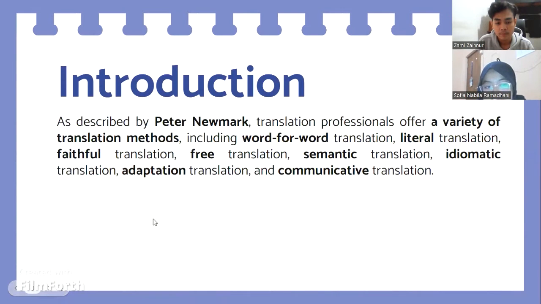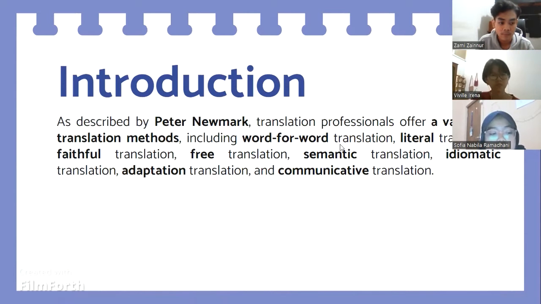Introduction. As described by Peter Newmark, there are a variety of translation methods, including the 8 methods. The first, word-for-word translation. It returns to the source language by translating the words without paying attention to the phrase. Second, literal translation. It has the same meaning as word-for-word translation in general, but the translator makes adjustments to the target translation because it is usually used to translate a holy book and so on.